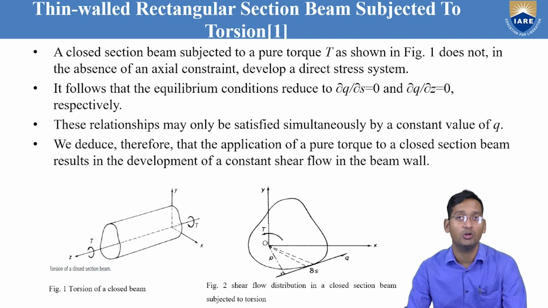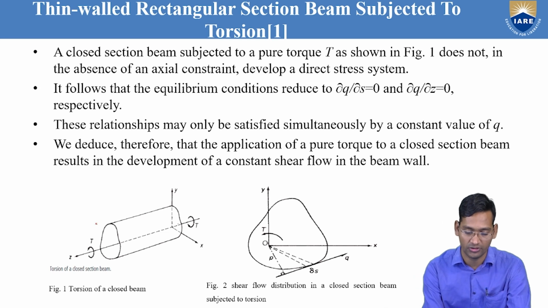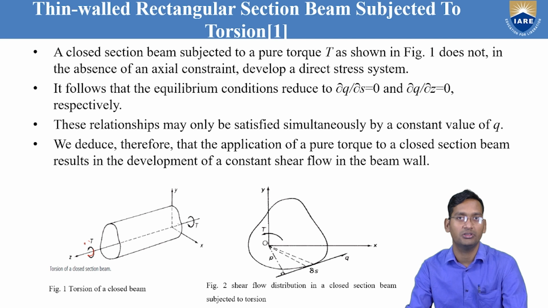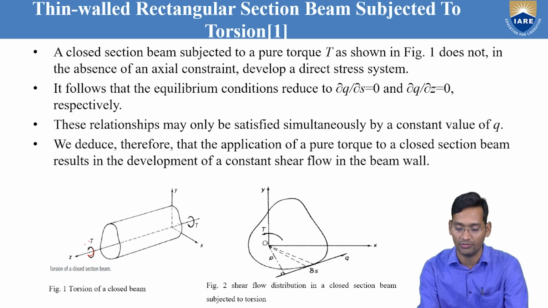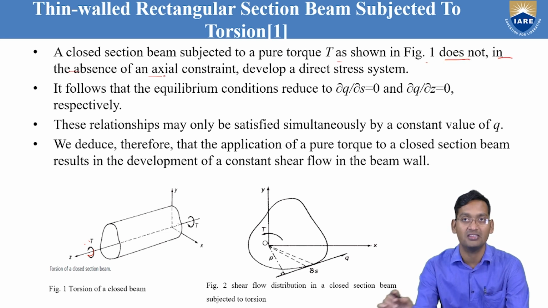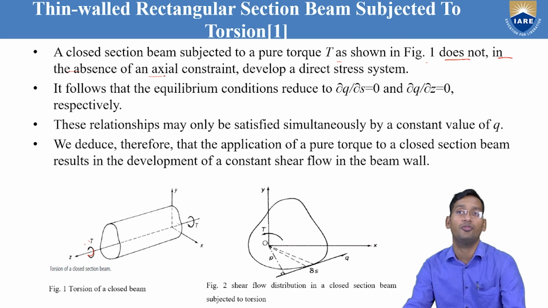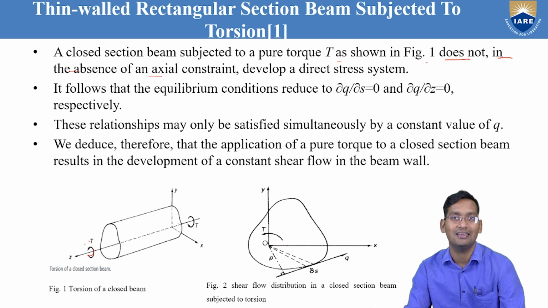Let's see, a closed section beam subjected to a torque T as shown in the figure. Here is the closed section, and torque T is acting along the z axis. A closed section subjected to a pure torque T, as shown in figure 1, does not develop a direct stress system in the absence of axial constraint.